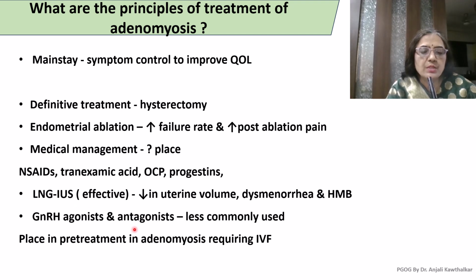GnRH agonists and antagonists have also been found to be effective in cases of adenomyosis, but these are less commonly used because of the associated side effects and high cost. There is a place for the use of GnRH agonists and antagonists whenever we are going for IVF in a woman having adenomyosis. Before going for IVF, if GnRH analogs are used for 3 to 6 months, it improves the success rate of IVF.